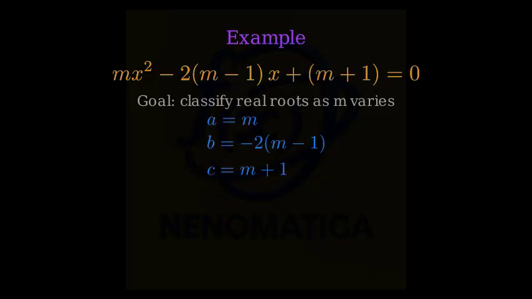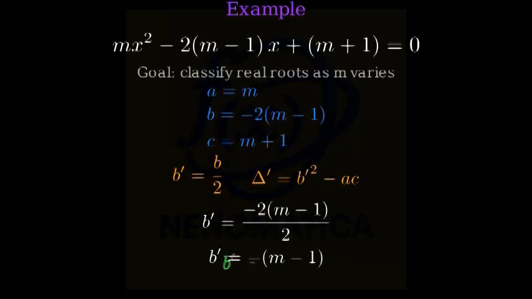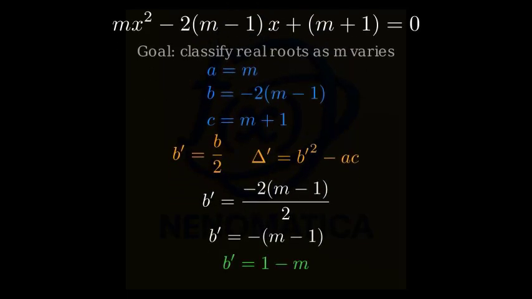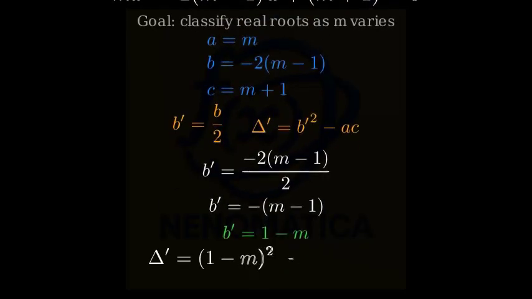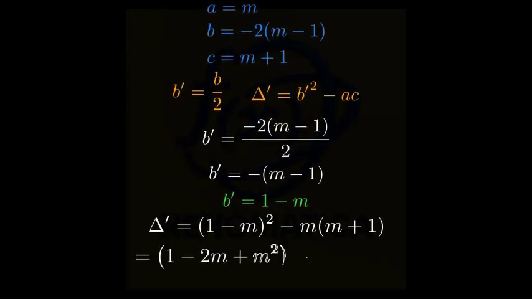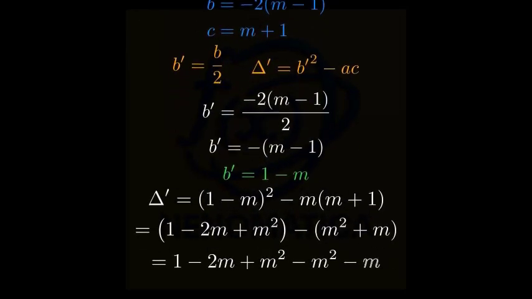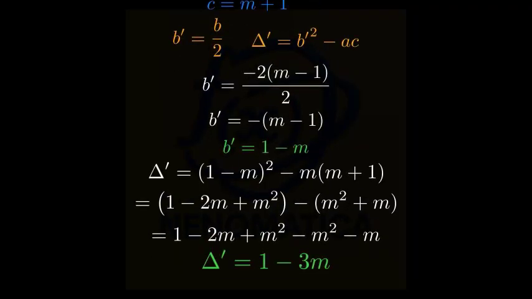a equals m, b equals negative 2 times the quantity m minus 1, and c equals m plus 1. To avoid carrying the factor 4 in the discriminant, set b prime equal to b over 2. Then delta prime equals b prime squared minus ac, which is 1/4 of the usual discriminant. Now compute b prime. Now plug into delta prime. We have delta prime equals the quantity 1 minus m squared minus a times c, which is m times m plus 1.